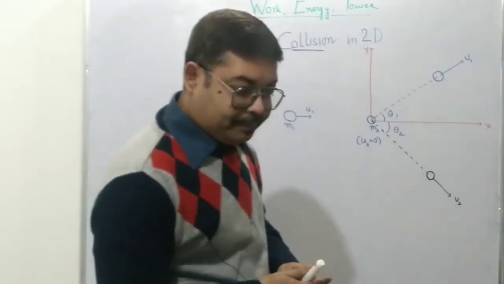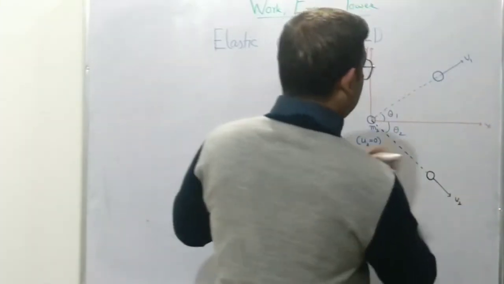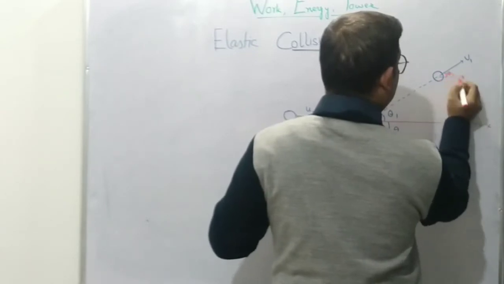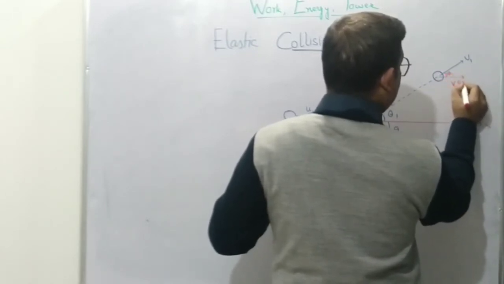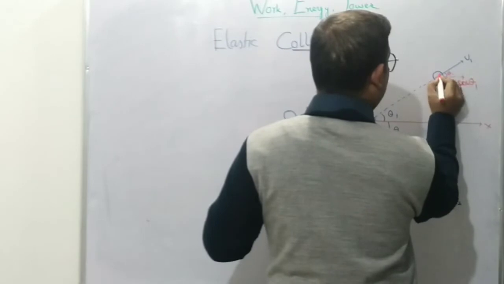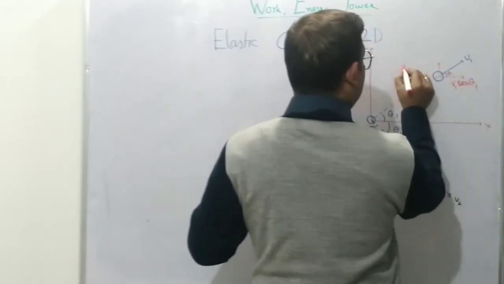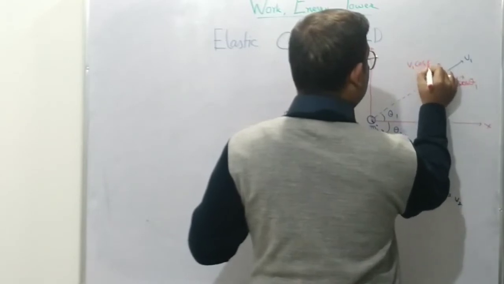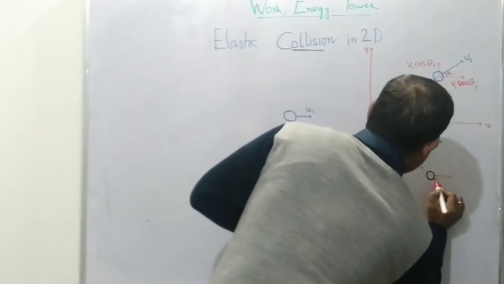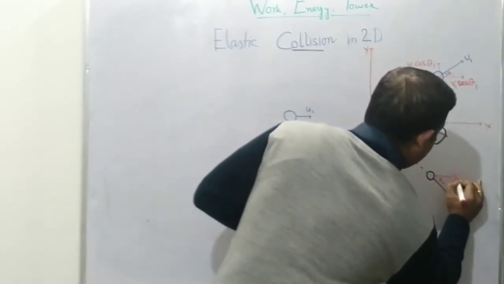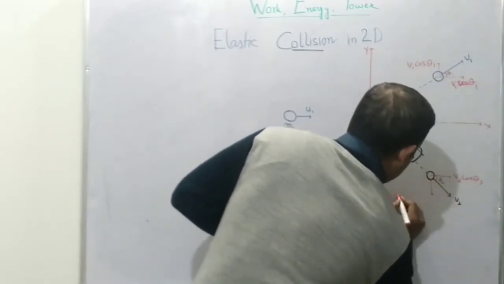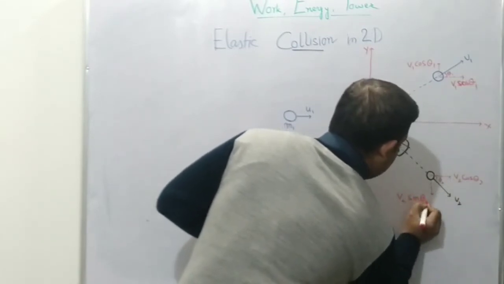So this velocity v1 will be resolved like this. This will be theta 1, so along the x-axis it will be v1 cos theta 1, and along the y-axis it will be v1 sin theta 1. Similarly for v2, along the x-axis, since this is theta 2, this will be v2 cos theta 2, and this will be v2 sin theta 2.